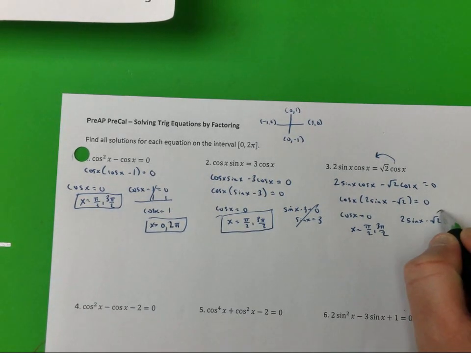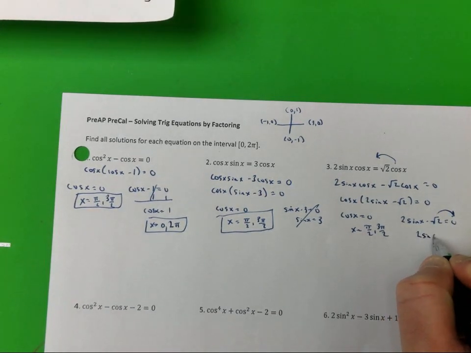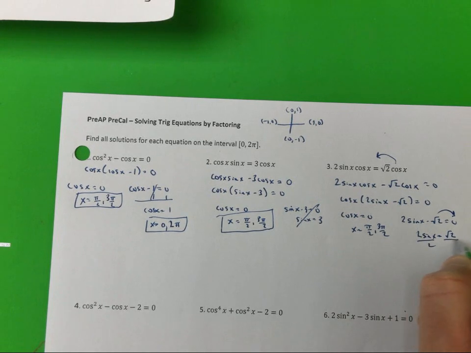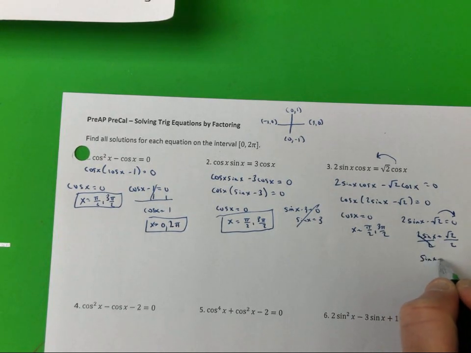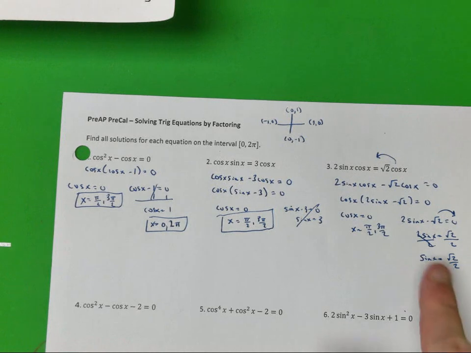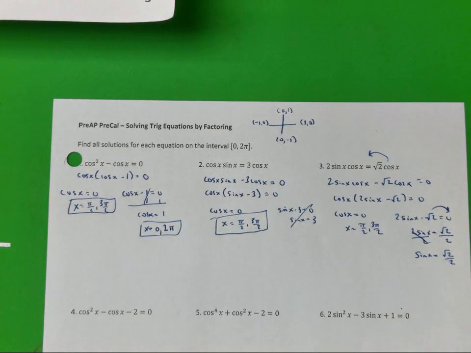All right, now let's look at that and move this over here. 2 sine x equals square root of 2. Divide both sides by 2. Sine x equals square root of 2 over 2. So sine of x equals square root of 2 over 2.